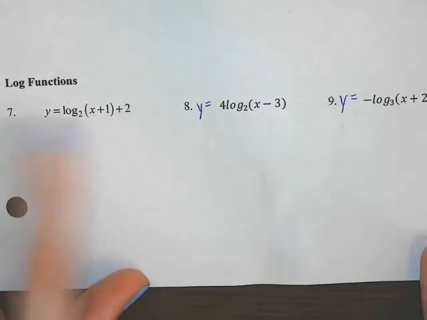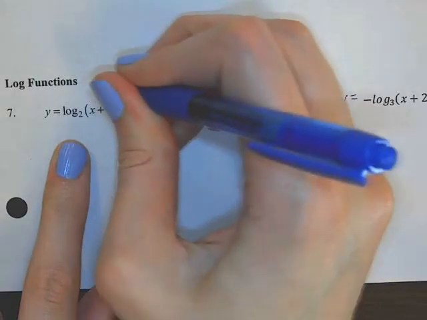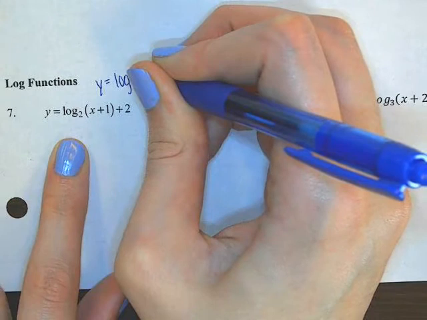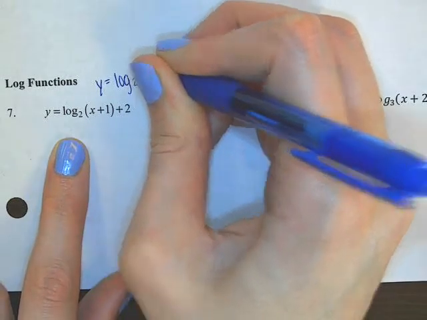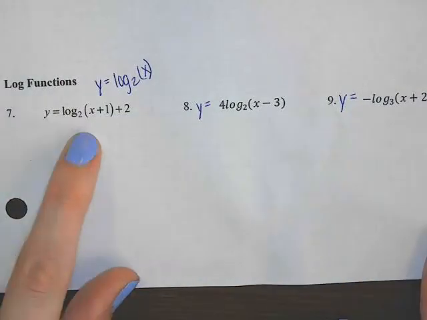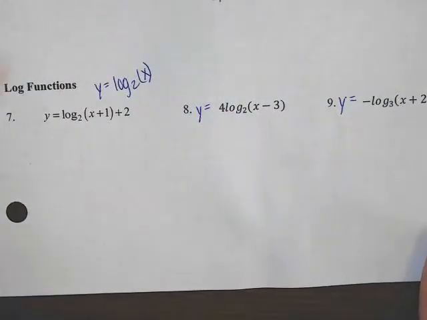All right, so let's start with number 7. What's the parent function? Log base of just the x. That's the parent. So everything else is a transformation. Do we have an a value? Anything in front being multiplied?